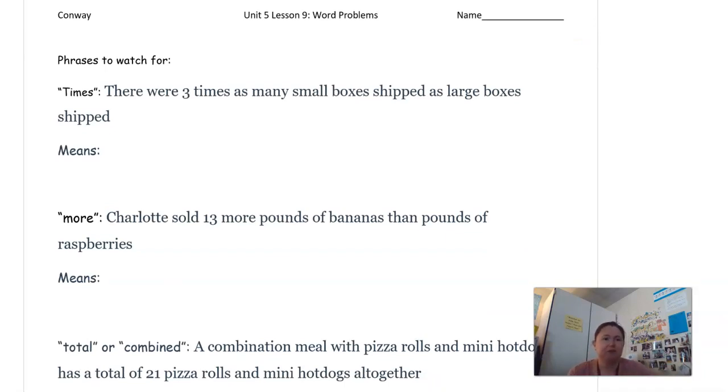So the first one that you might see is "there were 3 times as many small boxes as large boxes." For the purposes of this problem, I'm going to use S for small boxes and L for large boxes, okay?